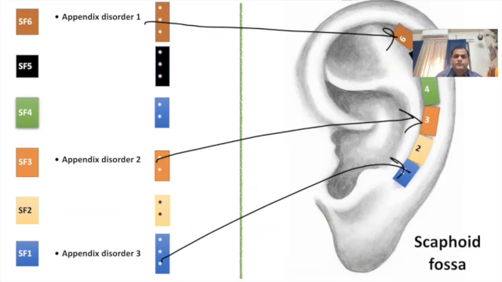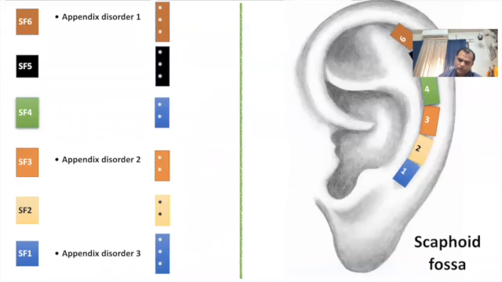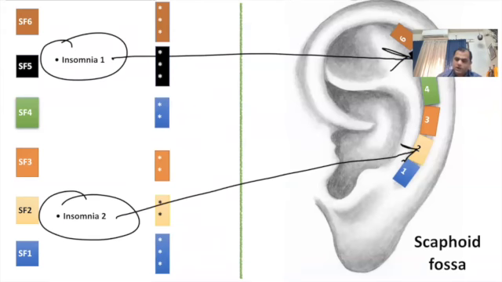If the question is of the appendix, then 1 point we can take of the upper point, 1 point the lower point, 1 in the middle, or even you can take all the points, all the 6 points for the appendix disorder. And when there is a question of insomnia, then the second point from the upper side and the second point from the lower side. So SF2 and SF5 become the very good points for insomnia.